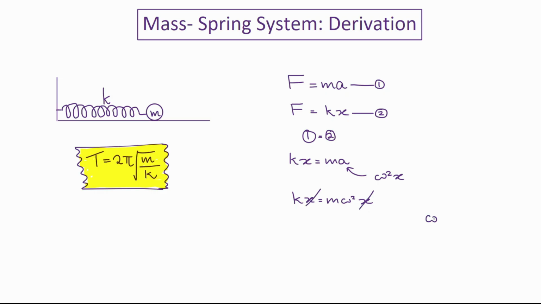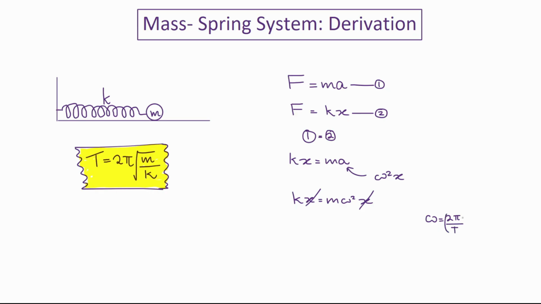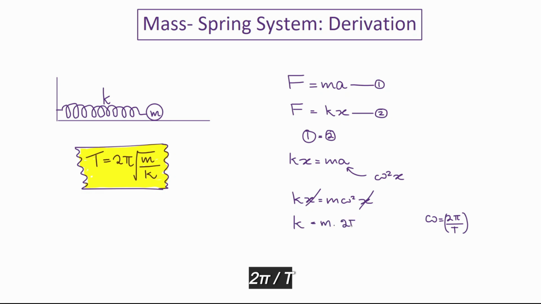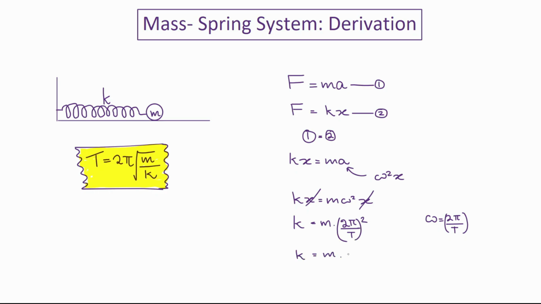But we know ω is equal to 2π divided by T, the periodic time. So I can substitute it here. So I get k = m(2π/T)², everything squared. k = m·4π²/T².